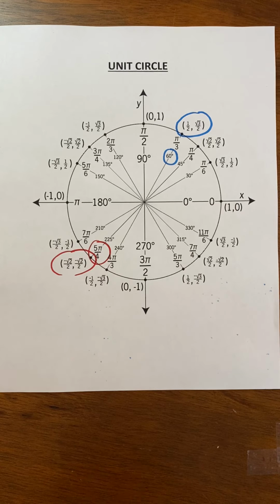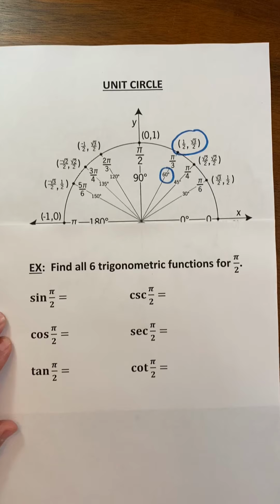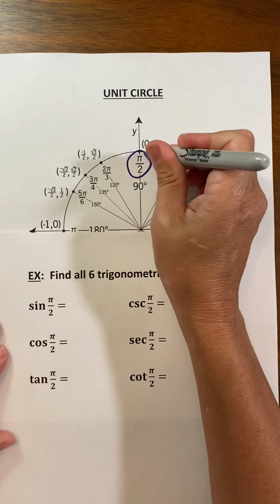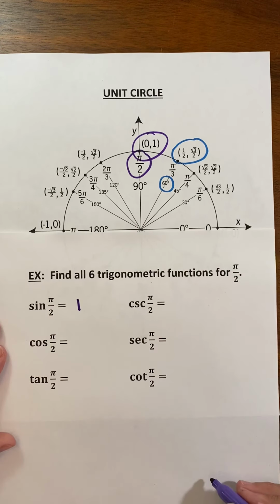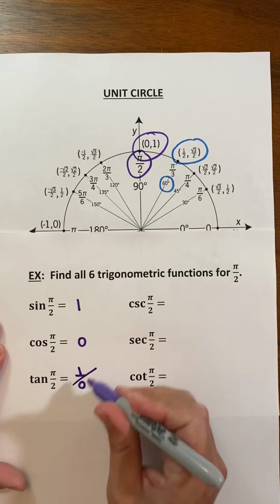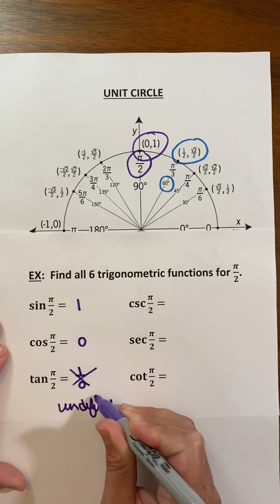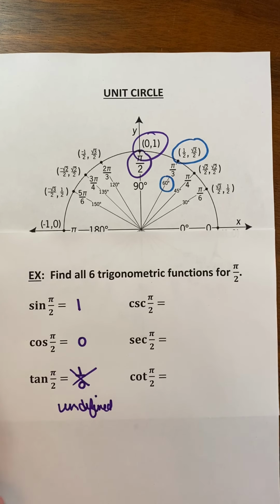Find all 6 trig functions for pi over 2. All right, now you have to be careful here because pi over 2 falls on an axis. That is, let's change to purple for pi over 2. Pi over 2, we're going to use this point. So the sine is the y coordinate, cosine is the x coordinate, the tangent is the y over the x. But that's undefined. There is no tangent for pi over 2.